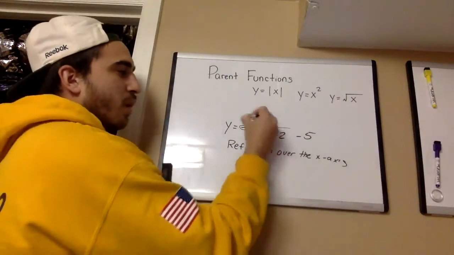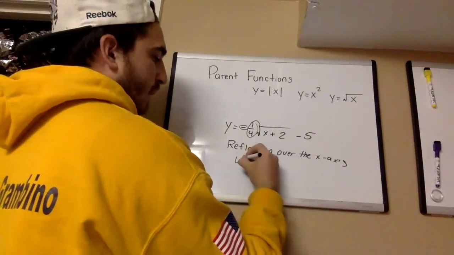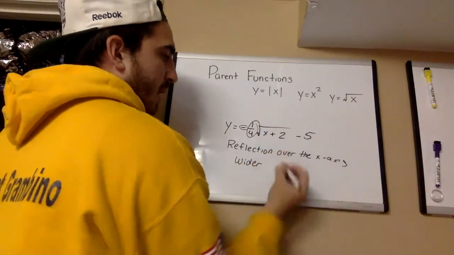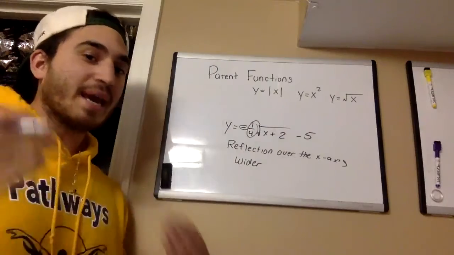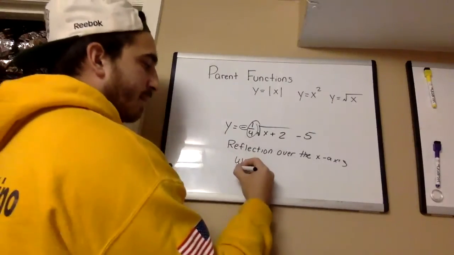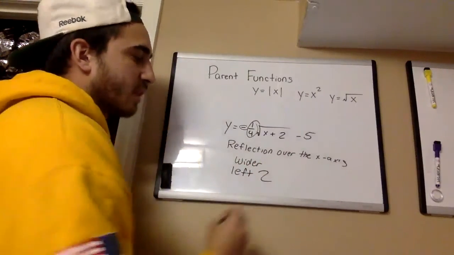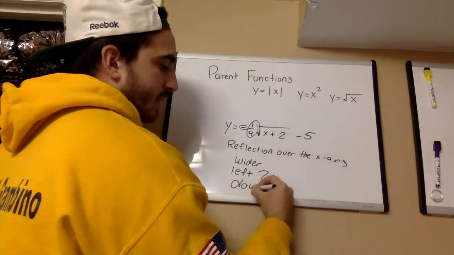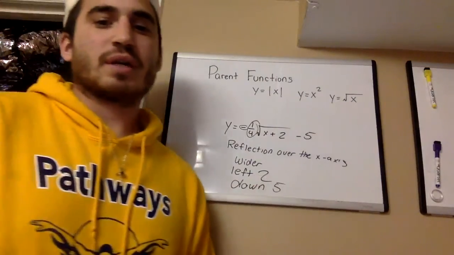I now see a 1/4 that's between 0 and 1, so that's going to cause my graph to become wider. I then see a plus 2, but that's under the radical, or we could say inside the parentheses. So that's going to be left or right. Since it's plus, I need to think opposite, left 2. And lastly, that minus 5 is on the outside, so that's going to be down 5. And those are all the different transformations.